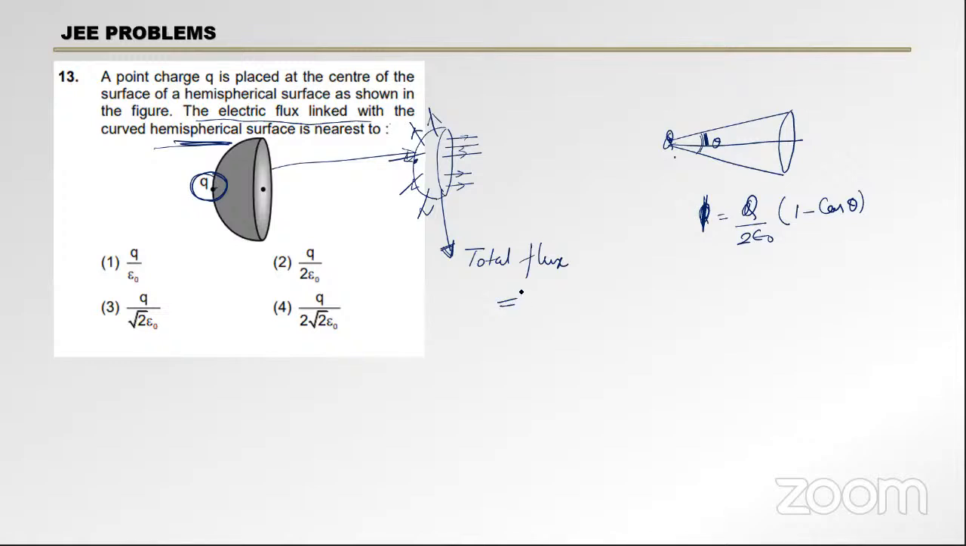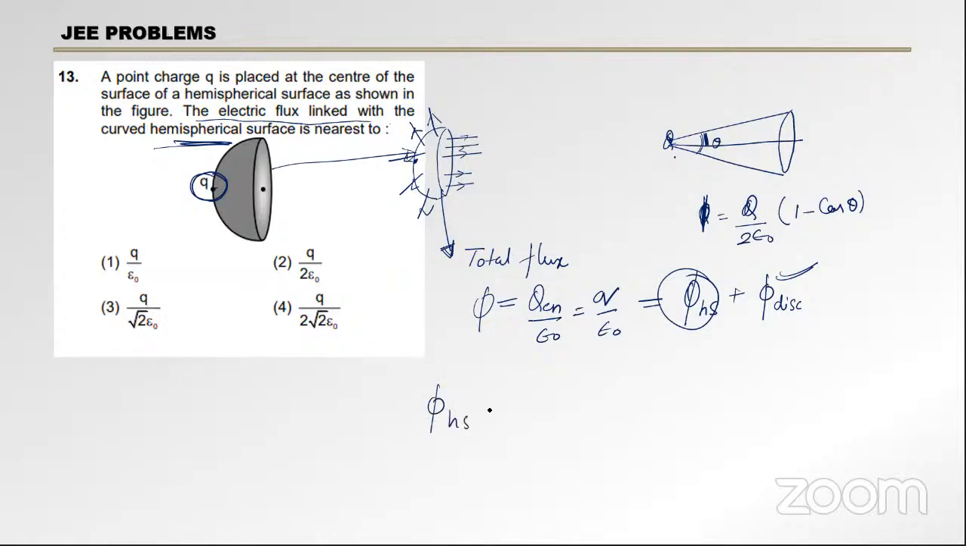Okay, so total flux will be, by Gauss law, Q enclosed by epsilon naught. Q enclosed is Q, so Q by epsilon naught. That's why we have assumed this charge to be inside. That assumption we have to take. Now basically this is equal to flux from the hemispherical surface plus flux from the disc surface. Name doesn't matter, you have to understand the disc surface. If the disc surface flux comes, then we will easily get this one, right? So flux from the hemispherical surface is equal to total flux minus flux from the disc.